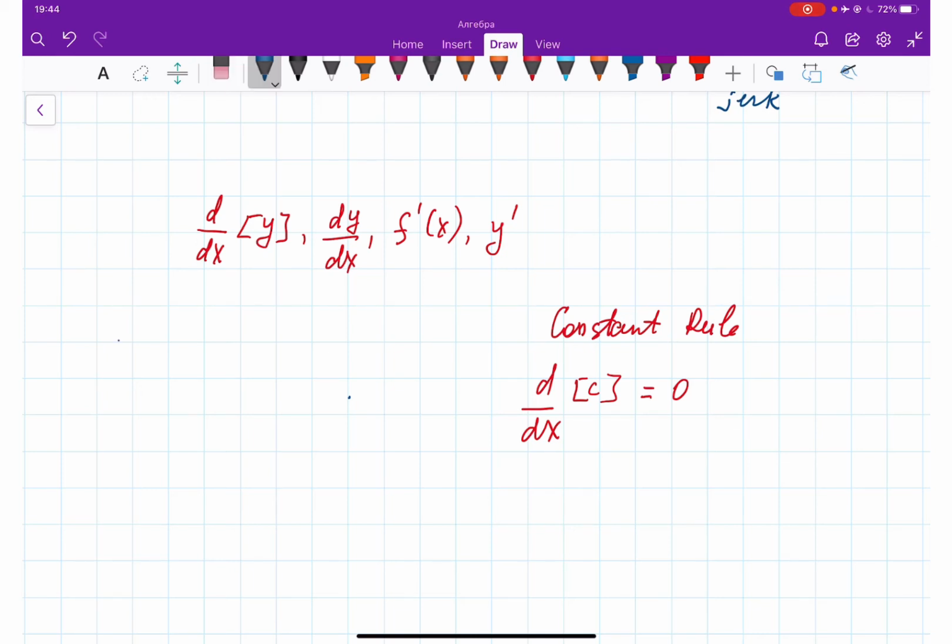So let's see by example. First example, if I have y equals 6, see, I have 6, it's a constant. And there is no x at all. So from here I can write dy by dx, which means the derivative of y, is going to be 0. Or I can write it this way, the derivative of 6 by dx is equal to 0. Another example for the constant rule, f of x equals 0.